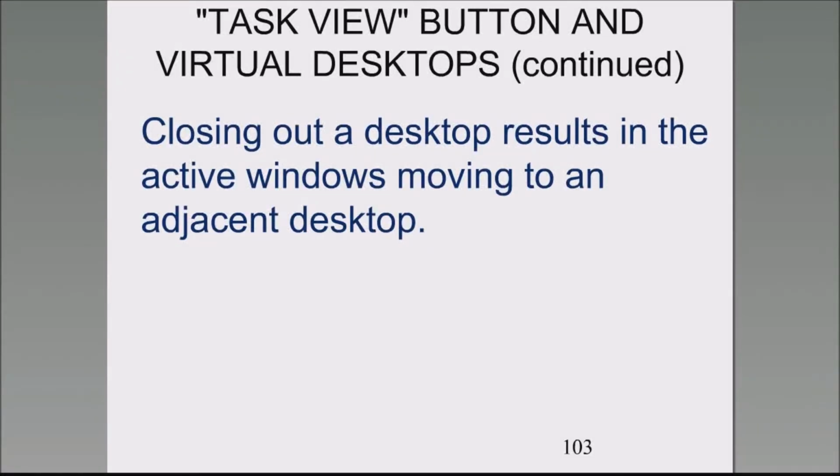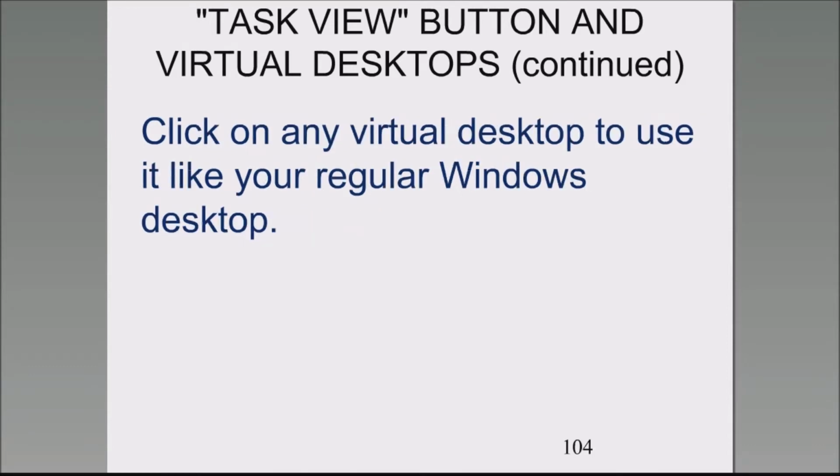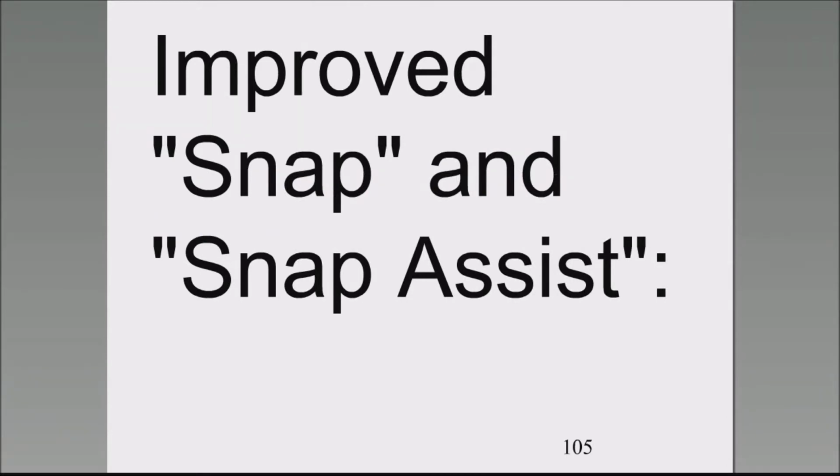So anyhow, what else can I tell you about? If you close out a desktop, the active windows that reside in that desktop will be pushed to an adjacent desktop. So closing a desktop does not close the windows of that desktop. Okay. So when you click on a virtual desktop after you've activated task view, the desktop becomes like any regular desktop that you own. So it's like having multiple computers or at least multiple monitors.